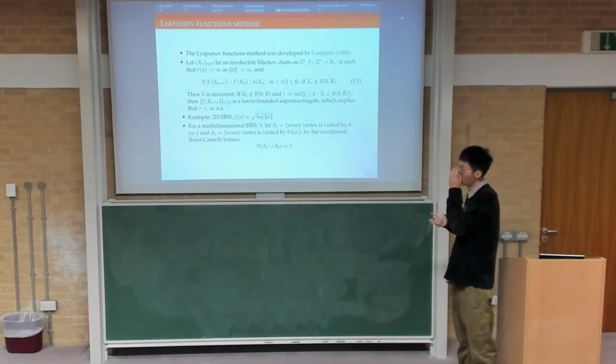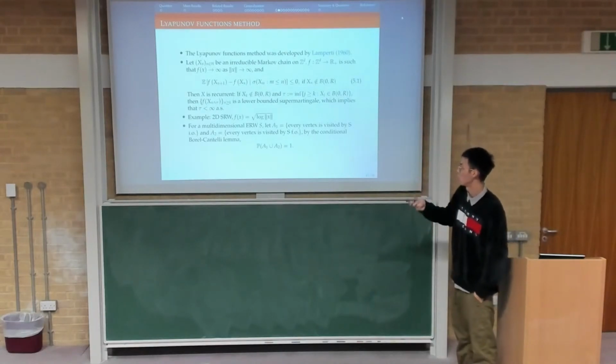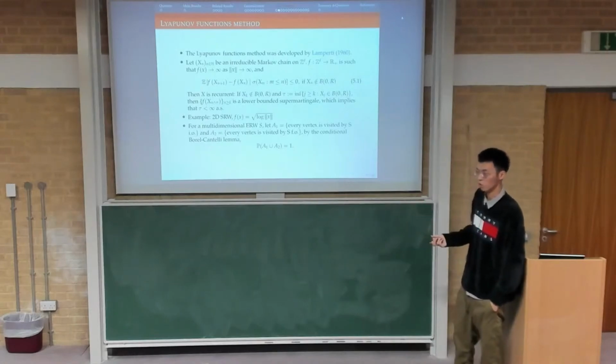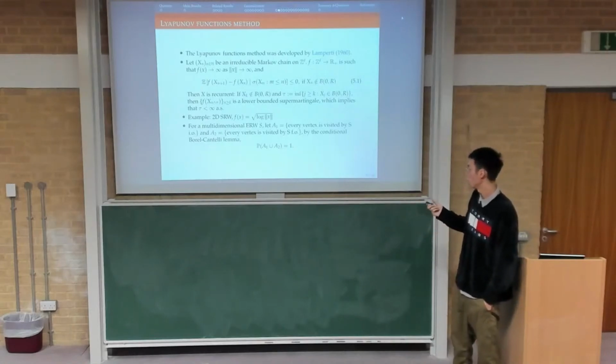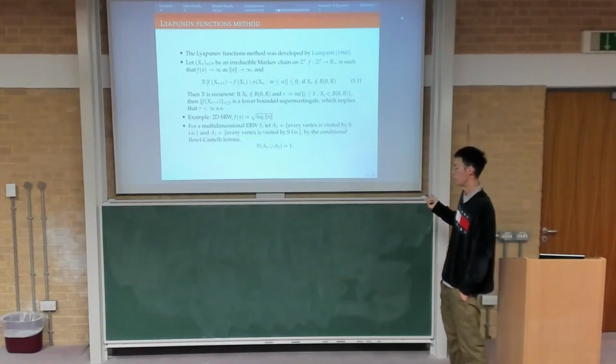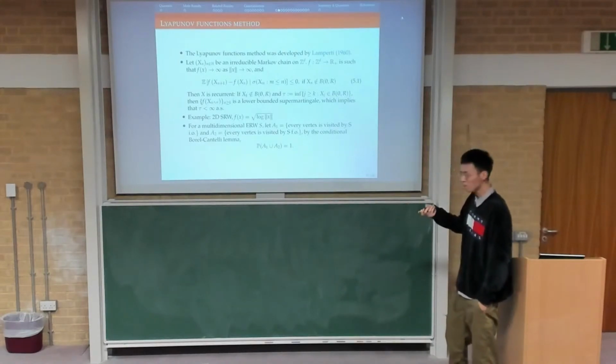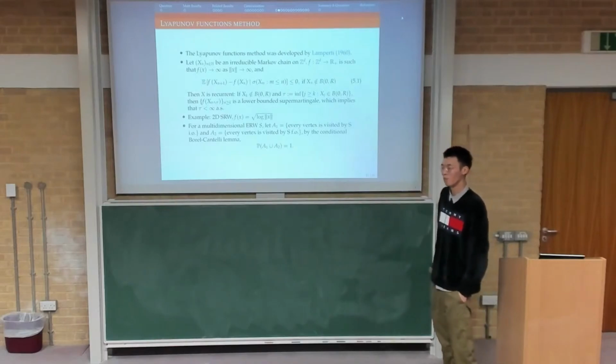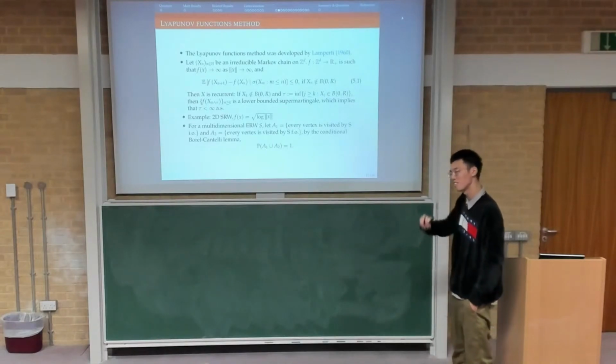For the two-dimensional simple random walk, one can simply take f(x) to be the square root of log x. Or, if you know a little about the two-dimensional simple random walk, we can use the so-called potential kernel. Basically, you are using a supermartingale, a discrete one, but it's very close to a superharmonic function in R^2.